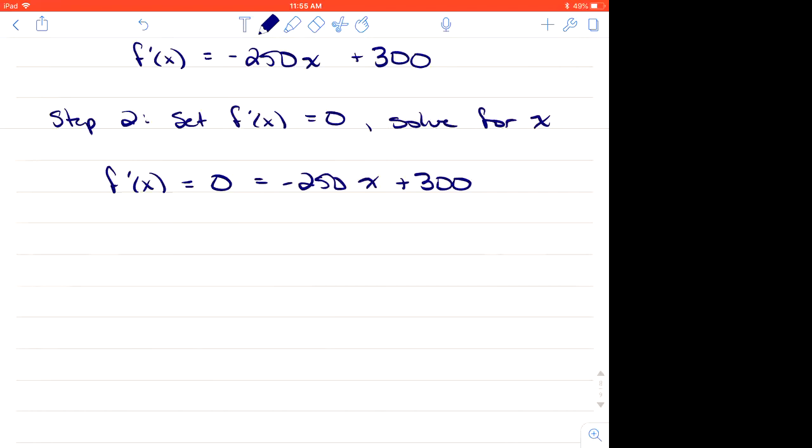I can move either of these terms over to the left-hand side, trying to solve for x. I'm going to move the negative 250x, constantly trying to avoid negatives if I can, right? I guess it's nice to have an agenda. So 250x must be 300. So the x that makes the derivative 0 must be 300 divided by 250, or x of 1.2.